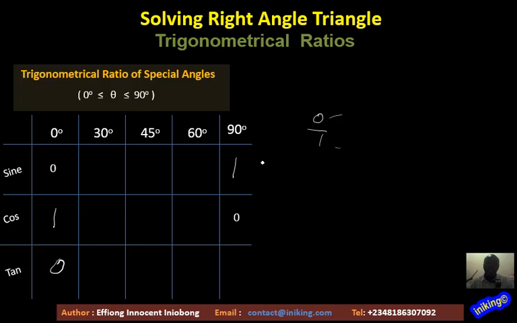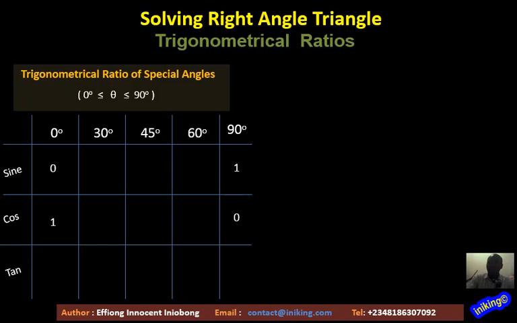And tan 90 will be what? Sine 90, which is 1, divided by cos 90, which is 0. Here we have a fraction with the denominator as 0. Such a fraction becomes so large, so we say it is undefined.